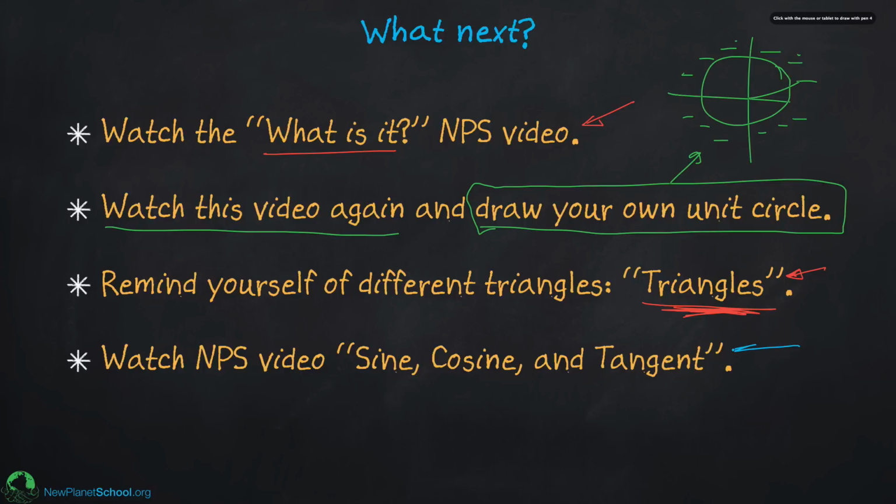The next obvious one is, now that we know what the sine and cosine and tangent are, the next thing you should do is go watch the New Planet School video, sine, cosine, and tangent, where instead of defining these in terms of the unit circle, we really dig in and think in a lot more detail about what these three functions are, what they mean, what the rules are, and how to solve triangles with them, which is sort of the core of what you do in, for example, your homework problems in your trigonometry class. And that will be a very useful, obvious video to do next.